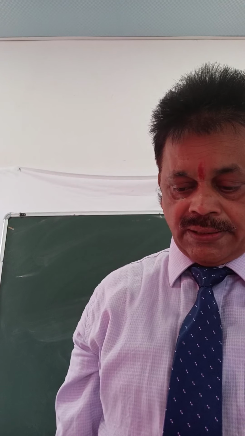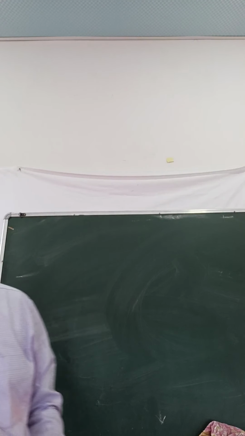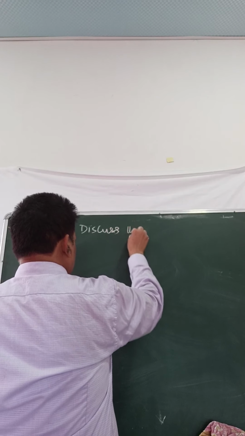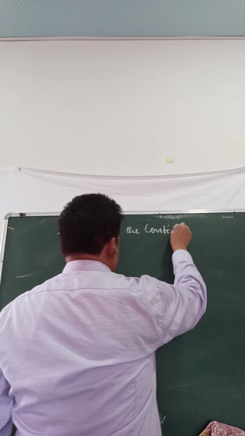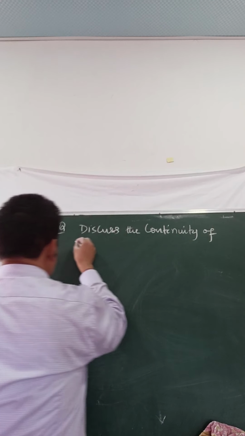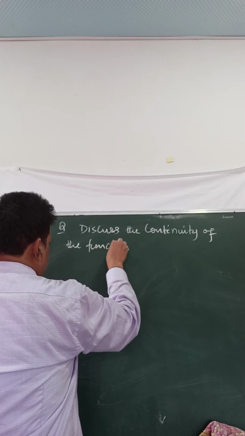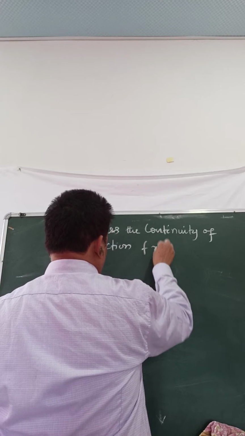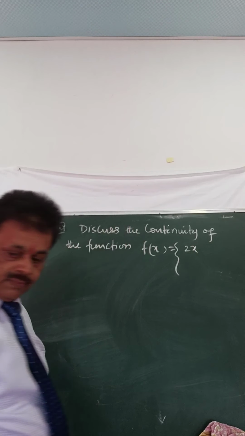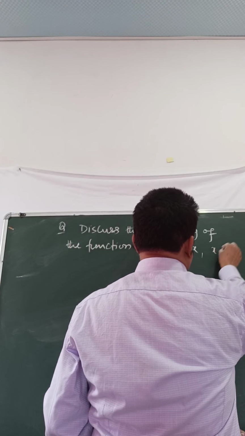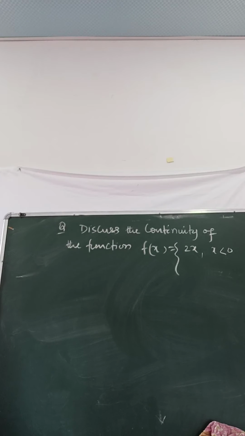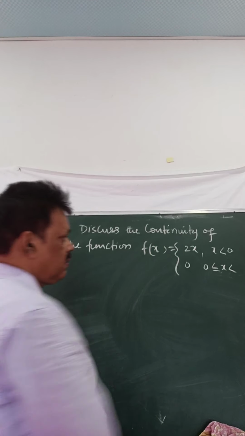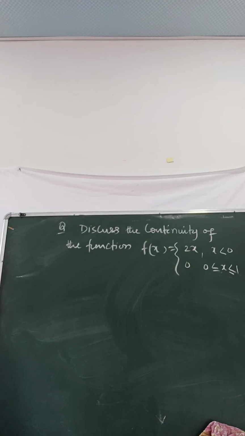Suppose we have another question. Discuss the continuity of the function f(x) equals 2x where x is less than 0, then 0 for 0 less than or equal to x less than 1, meaning x lies between 0 and 1, and 4x where x is greater than or equal to 1.